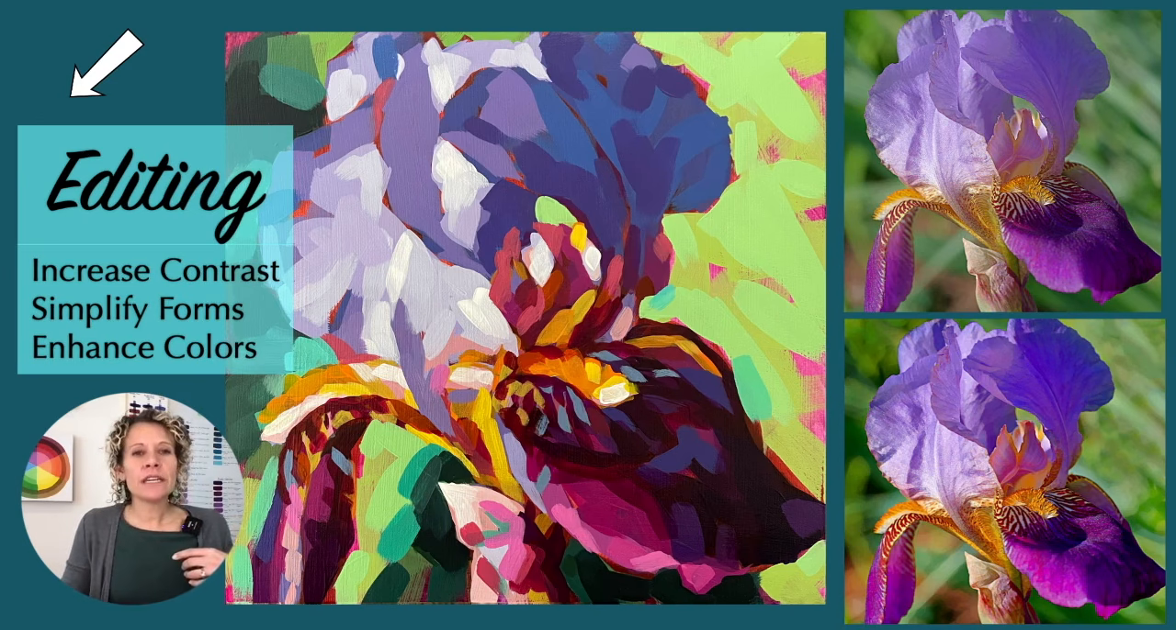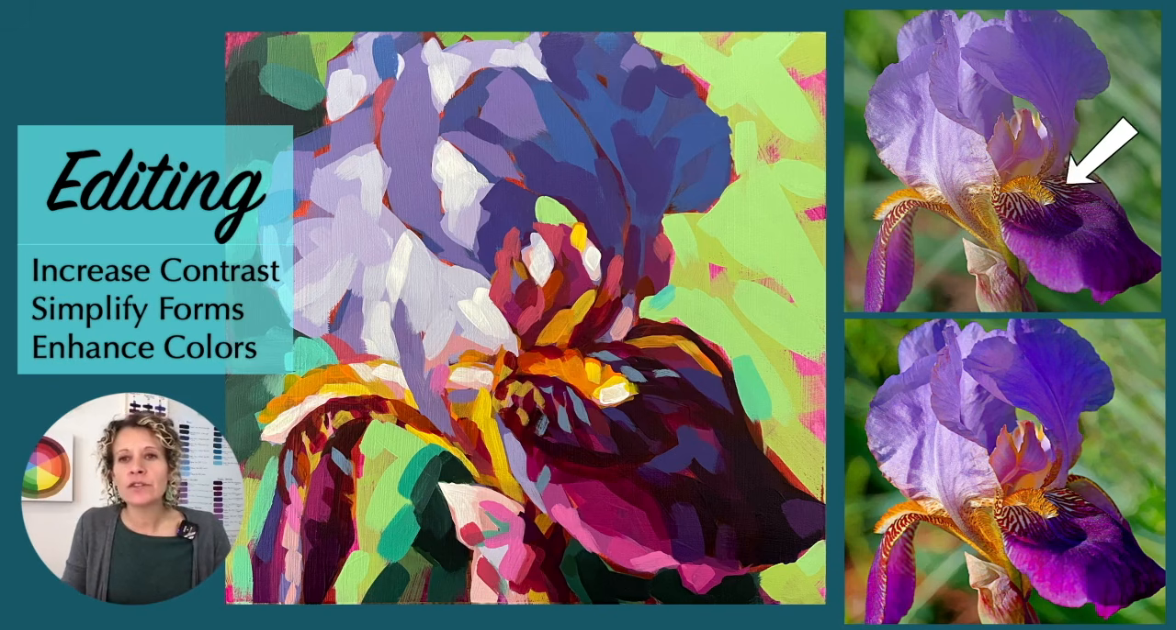Some of the reasons we do editing are to increase the contrast, to simplify the forms, and to enhance the colors. If you look over here, this is the top original reference photo, and this is the reference photo after I did a little bit of editing to it. You can see that this one has a little bit more of a painterly effect. The values are pushed a little bit. The saturation is pushed a little bit. And it just helps me to see the shapes and to see those more interesting colors. So I worked off of this when I created this painting.